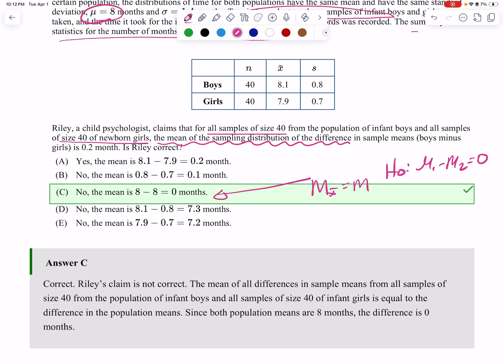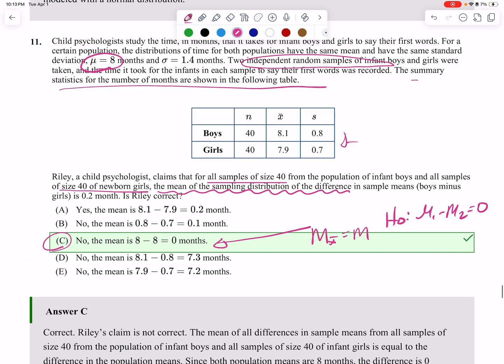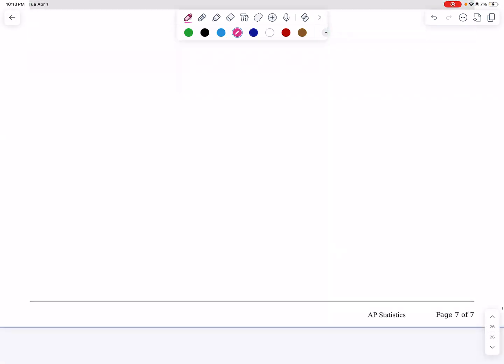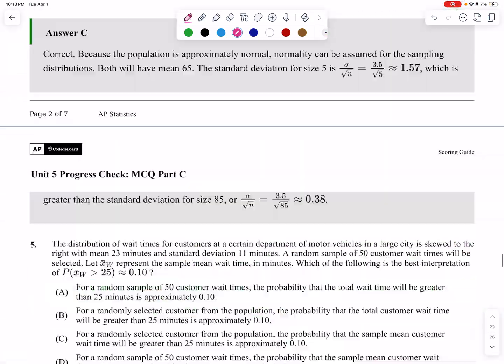So because the mean of all differences in the sample means of all the samples of size 40 from the population of infant boys and all the samples of size 40 of infant girls is equal to the difference of populations, that's why this is going to be C, because this is the part of the sampling distribution. This is just one sample that was taken for boys and one for girls, but not the actual sampling distribution. Okay, and that's it for the odds that you had to do for homework.